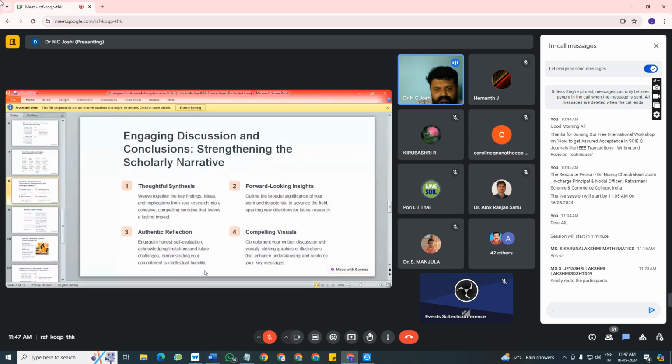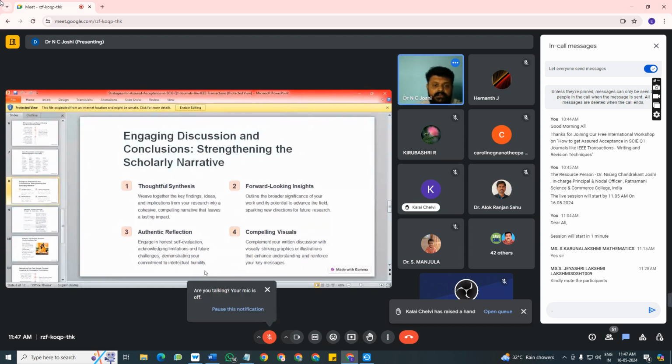In this topic, we have 4 points. First, truthful synthesis. Second is forward-looking insights. Third is authentic reflection, and the fourth is compelling visuals. First is truthful synthesis. In that, we target the key findings, ideas, and implications from your research into a cohesive, compelling narrative that leaves a lasting impact.